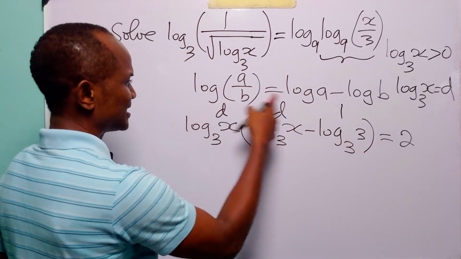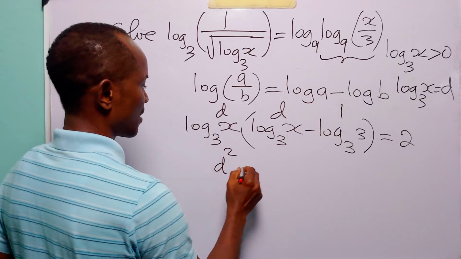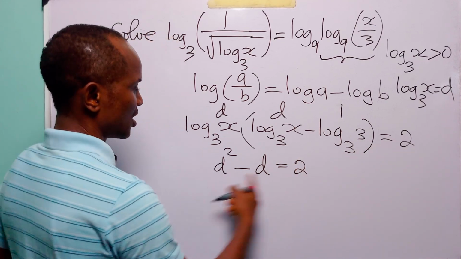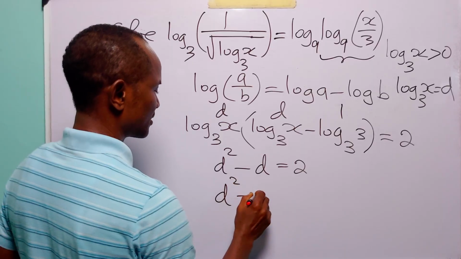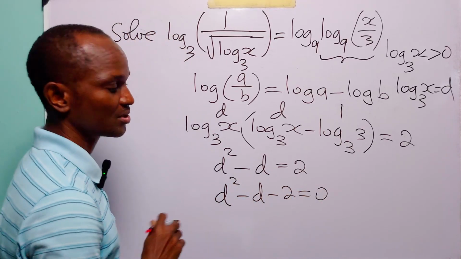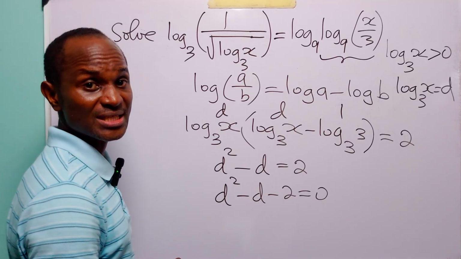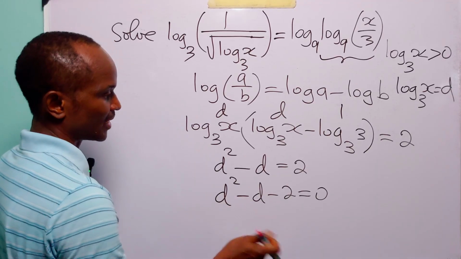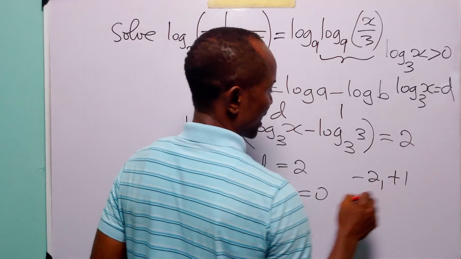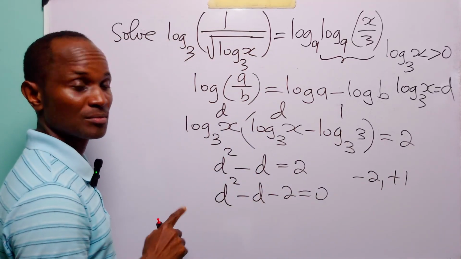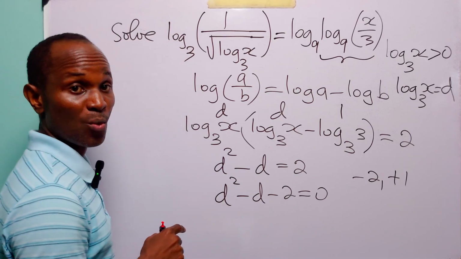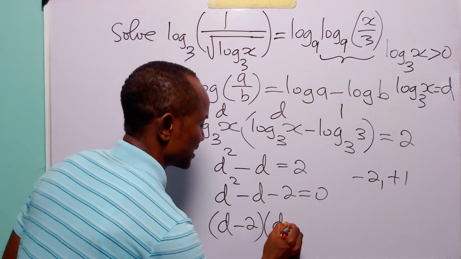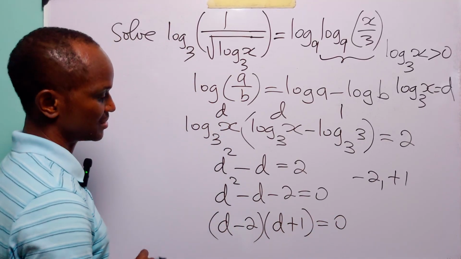So opening this bracket, we have d times d, that is d squared, minus d times 1, which is d, and this is equal to 2. Rearranging this equation, we have d squared minus d minus 2 is equal to 0. Now we can factorize this quadratic equation. All we have to do is to find the factors of minus 2 that add up to minus 1. And those are going to be minus 2 and plus 1, because minus 2 times plus 1 is minus 2, and minus 2 plus 1 is minus 1. So this can be factorized as d minus 2 multiplied by d plus 1 is equal to 0.